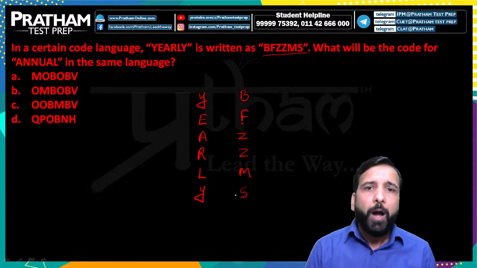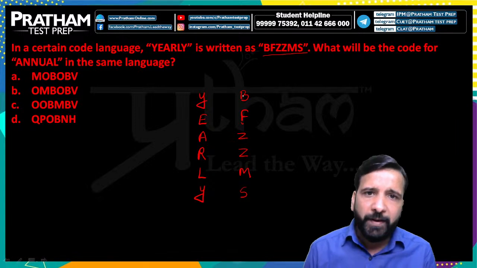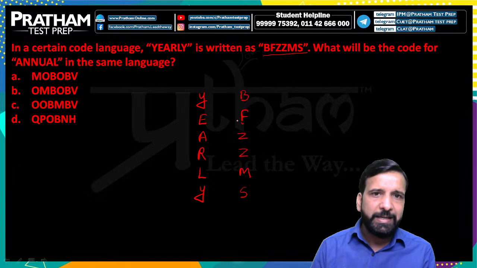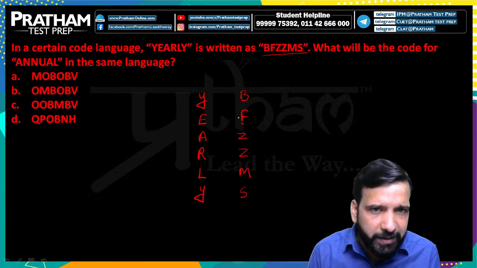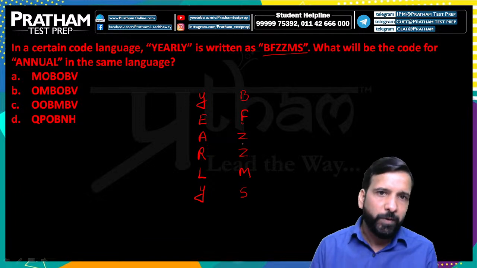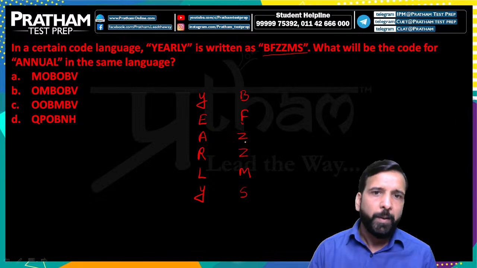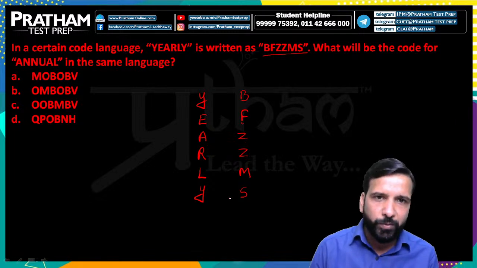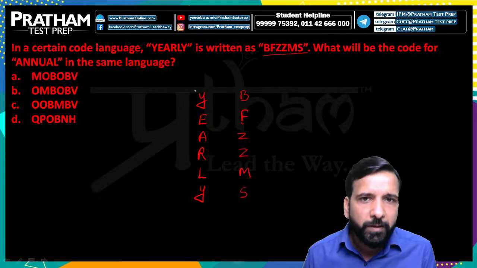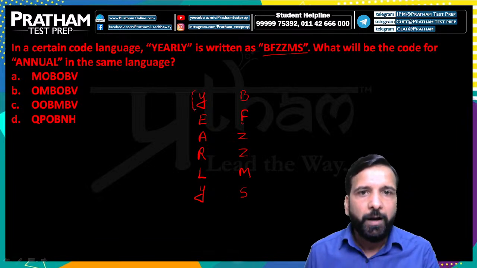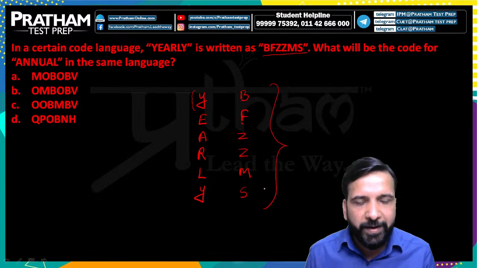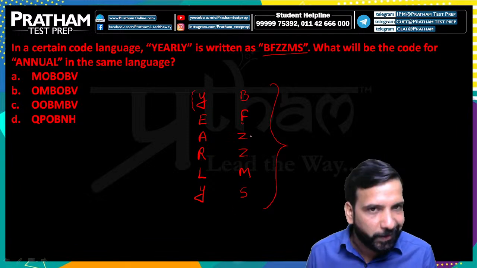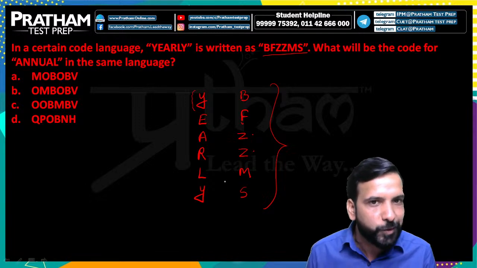So, is there any relation between Y and B? Yes, they are mirror codes. But what about E and F? Is there any relation? E and F are mirror codes? No. What about A and Z? Yes, they are mirror codes. But R and Z, L and M, Y and S, they are not mirror codes. Now, here we have letter Y. अब यहाँ पर देखो Y के नियर बाई कोई लेटर आपको दिख रहा है. Yes, Y के बाद Z आता है. Z is here and here also.